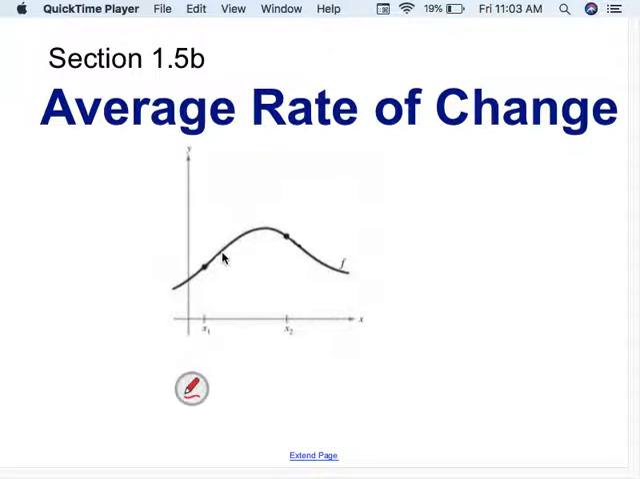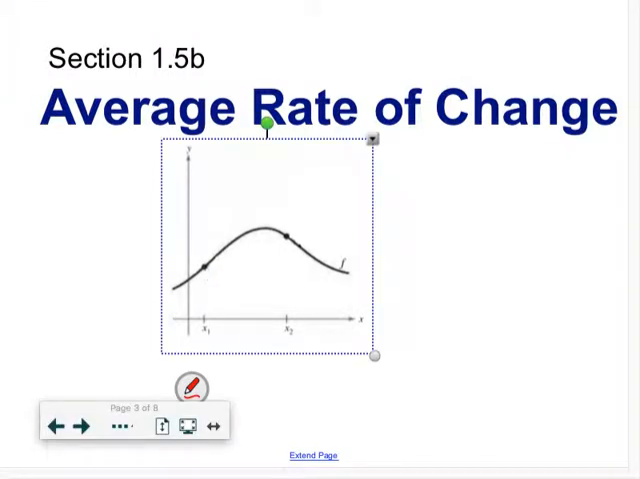I have 2 points marked on this curve right here. And between those 2 points, there are different places where the slope may be steeper than it is at other places, like as it approaches its maximum and slows down. Okay? So when we want to calculate the average rate of change, essentially what we are doing is calculating the slope between the 2 points on that curve.